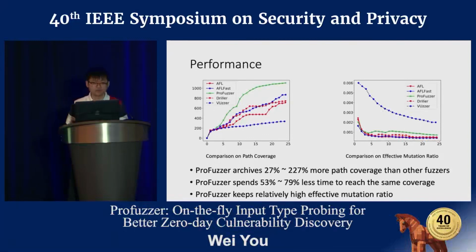And the fourth one is the performance compared with other fuzzers. So as we can see, ProFuzzer achieves more path coverage than other fuzzers and spends less time to reach the same coverage. Besides, ProFuzzer keeps a relatively high effective mutation ratio.